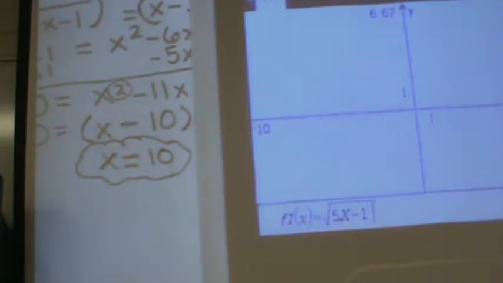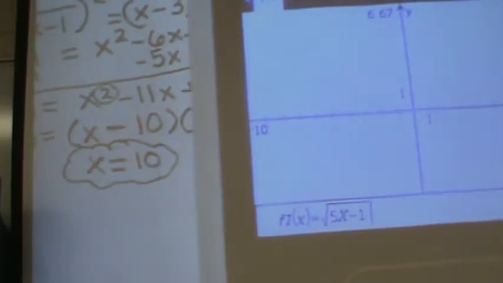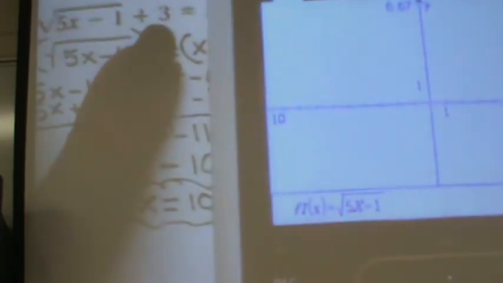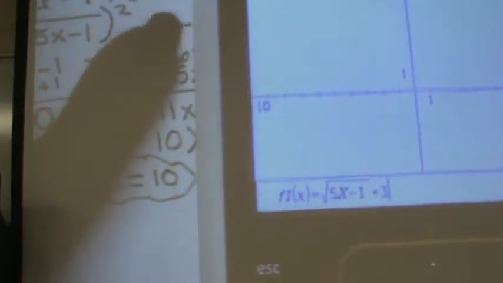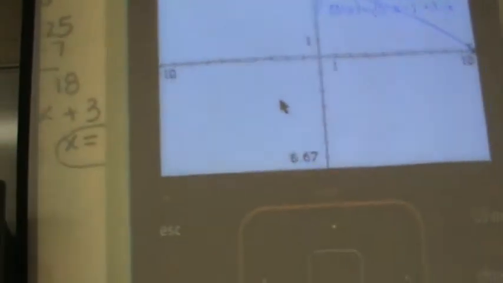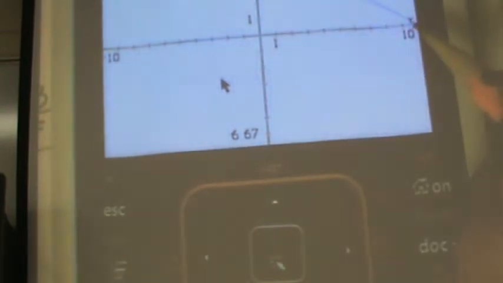Bump yourself out of that radical. Then what are you going to type? Plus 3. Plus 3, I agree. And then what? Plus x? Minus x. Minus x, thank you. And then hit enter. And guess what? Where do you think it's hitting the x-axis? It's at 10. Now how would you prove it?